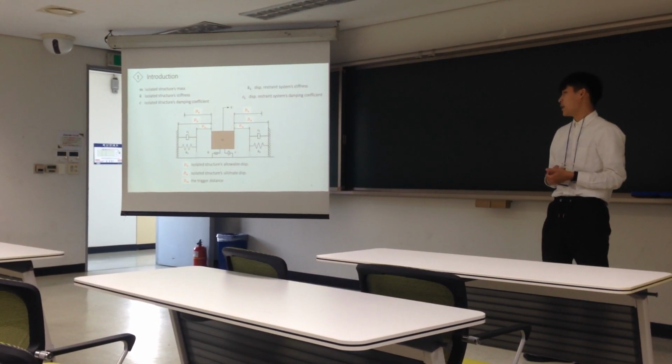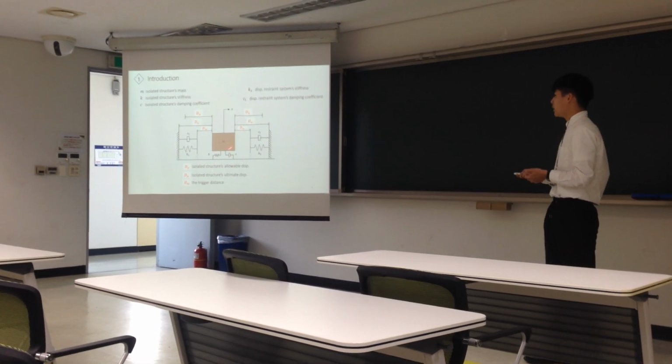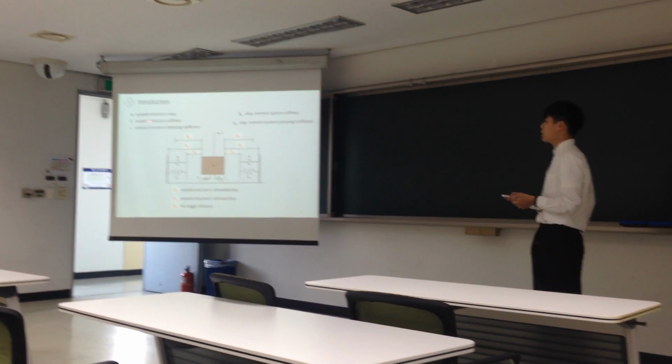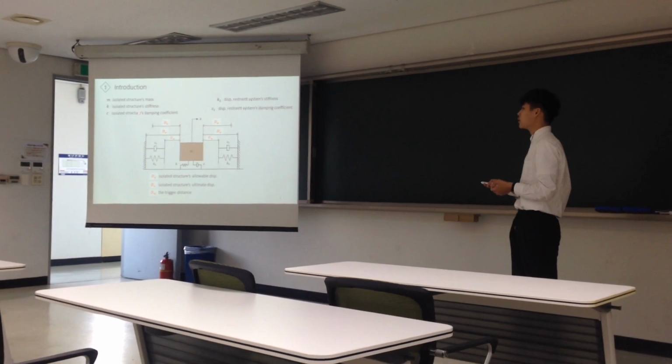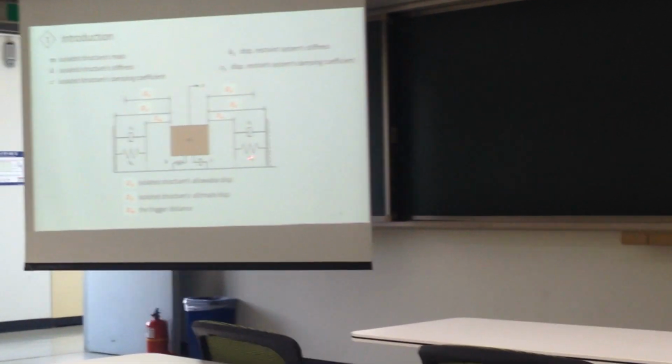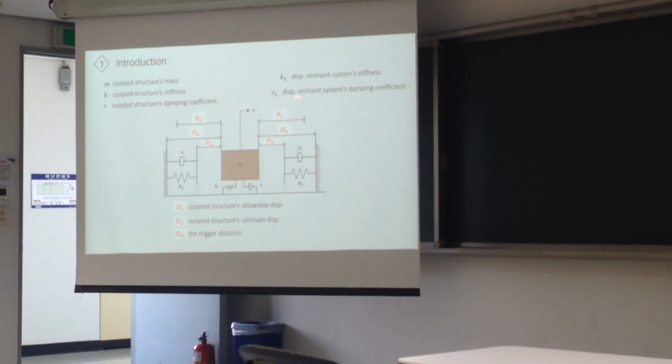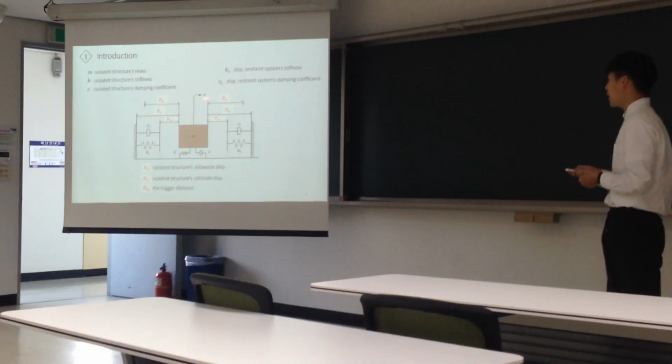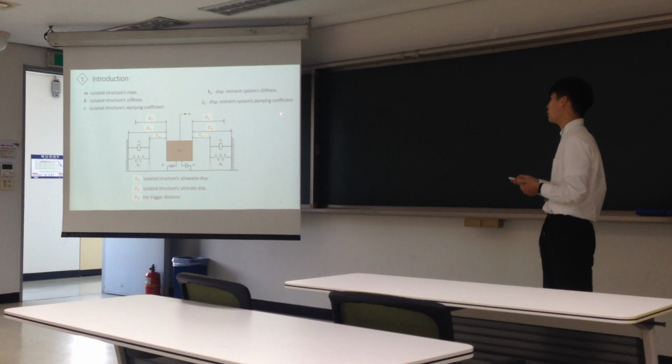And this is my mathematical model. The M represents the isolated structure's mass, K is the structure's stiffness, and C is the damping coefficient. And the K1 here represents the displacement restraint system's stiffness, and C1 is the system's damping coefficient.